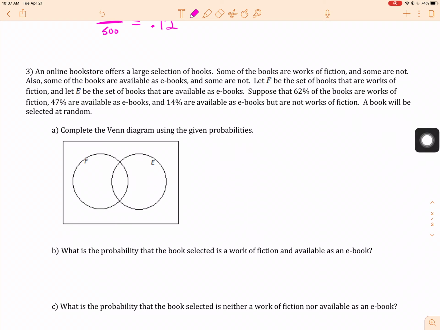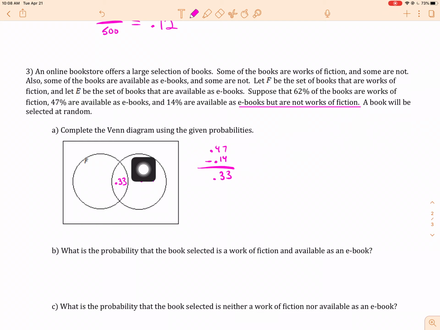Suppose that 62% of books are fiction, 47% are available as e-books, and 14% are available as e-books but not works of fiction. So what circle is this? 14% available as e-books that are not fiction? That's the only e-book section here. Now, if 14% are e-books not fiction and 47% are e-books, that means 33% of all books are fiction e-books.